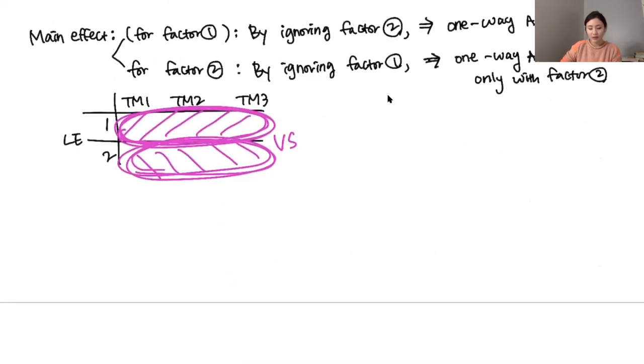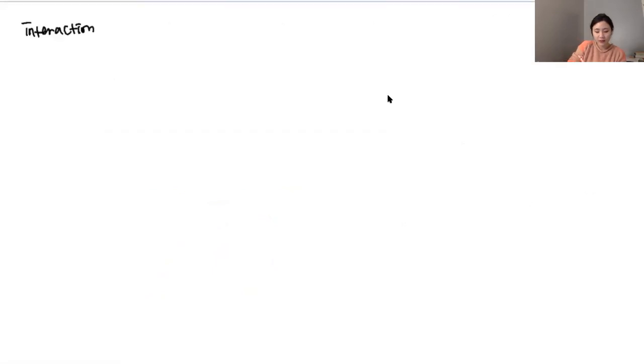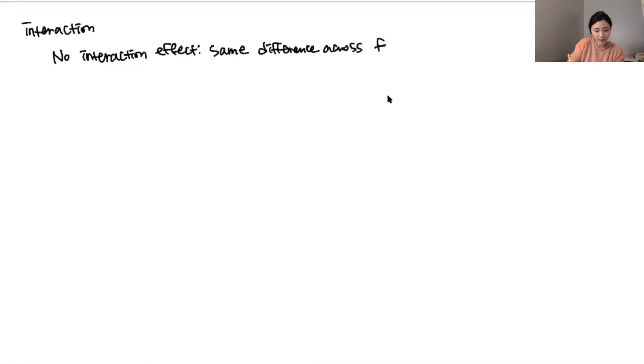And for the interaction effect, we are going to first think of no interaction effect. So the difference across factor number 1. If we make a graph, this is the cell means.